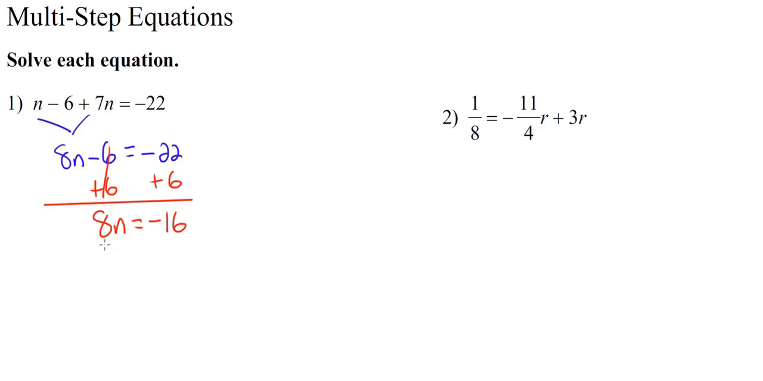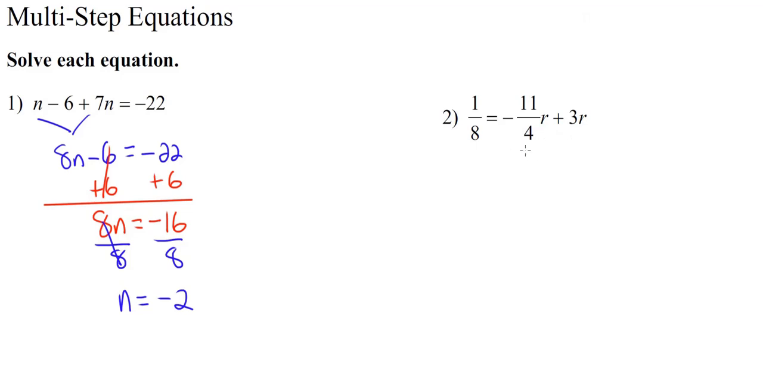And the last thing we need to do is get rid of this 8. So we're going to divide both sides by 8. On the left, the 8's cancel out, leaving us with n. And on the right, negative 16 divided by 8 is negative 2. And that's our answer. Looking at number 2, we have 1/8 equals negative 11/4 r plus 3r.